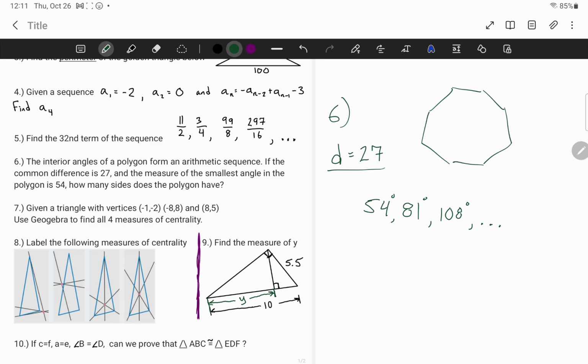Okay. So I'll call this our first term, our second term, and our third term, and those are going to be the different angles, right? We've got 54, 81, 108. Right, and this is just going to keep continuing until we get our shape that we're looking for.